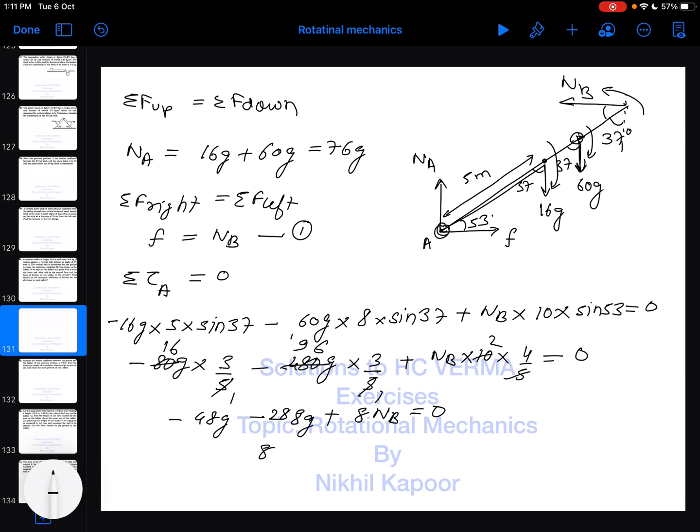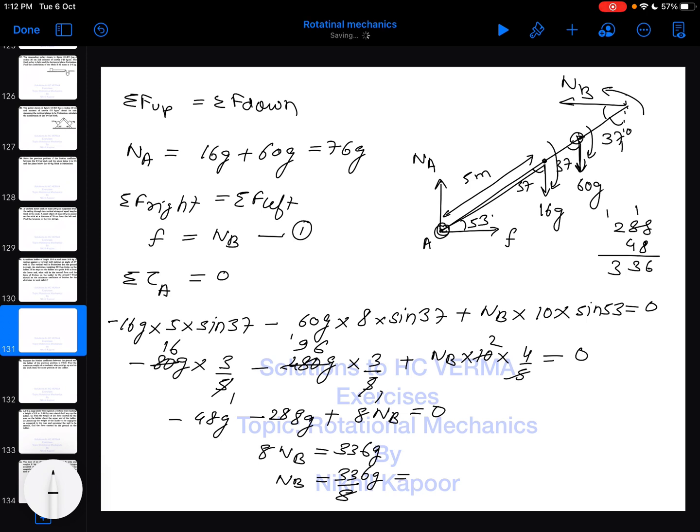So 8 NB comes out to be 288g plus 48g. So 288 plus 48: 8 plus 8 is 16, 1 carry, 8 plus 4 is 12 plus 1 is 13, 1 carry, 2 plus 1 will be 3, 336. So NB comes out to be 336 divided by 8g. Now let's divide. So I can say 8 4s are 32 and 8 2s are 16, 42g.